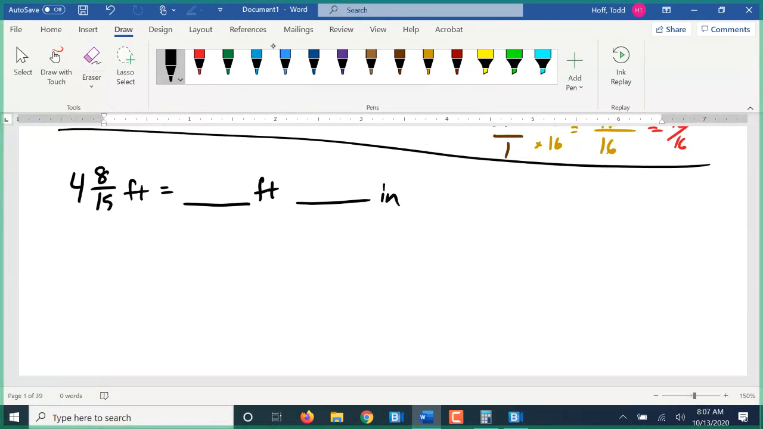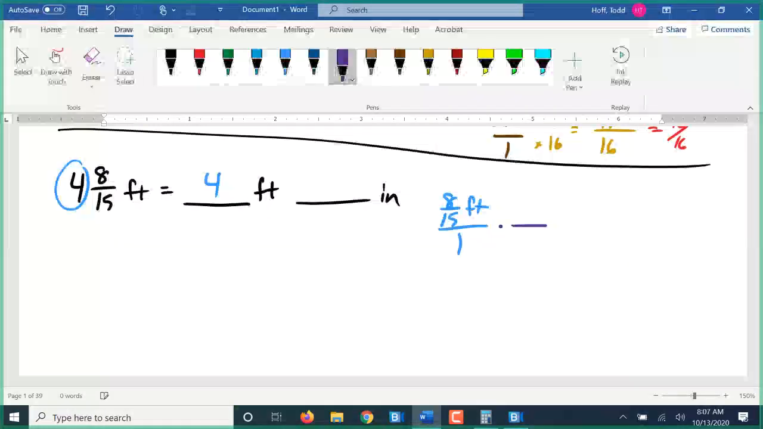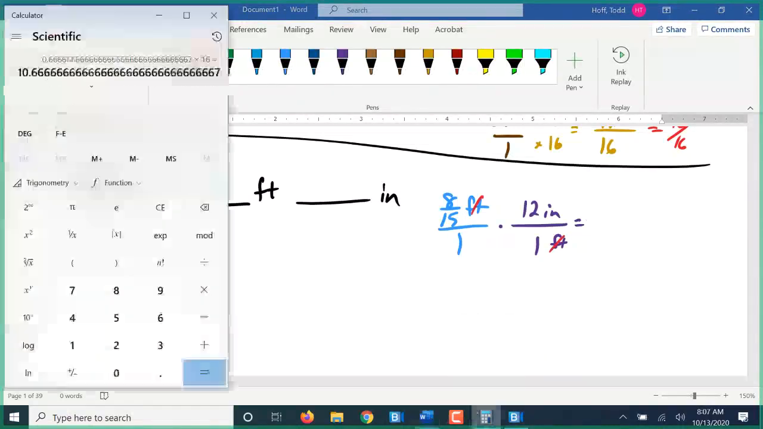Well, this is pretty simple for the feet in this one. I'm just taking the 4 off. That is my whole feet. The 8/15 is still in feet, but it's less than a whole foot. That's the part that I'm going to convert to inches. So 1 foot is 12 inches. My feet cancel out. I have 8/15 times 12 gives me 6.4 inches.